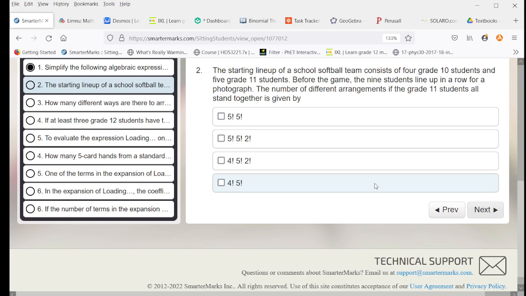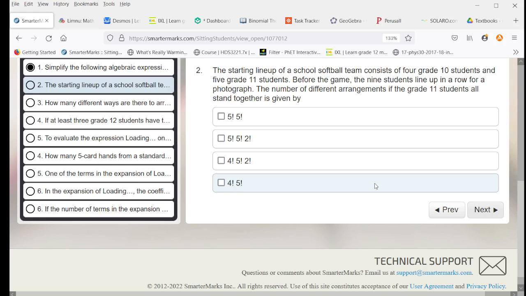The starting lineup of a school softball team consists of 4 grade 10 students and 5 grade 11 students. Before the game, the 9 students line up in a row for a photograph. The number of different arrangements, if the grade 11 students all stand together, is given by.